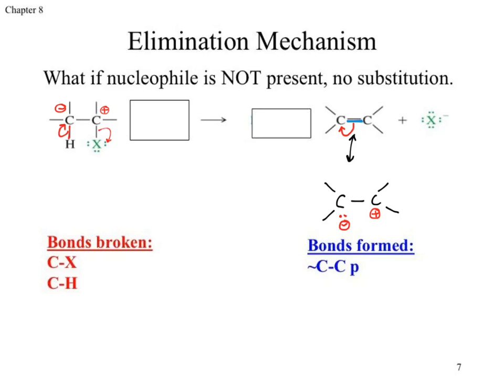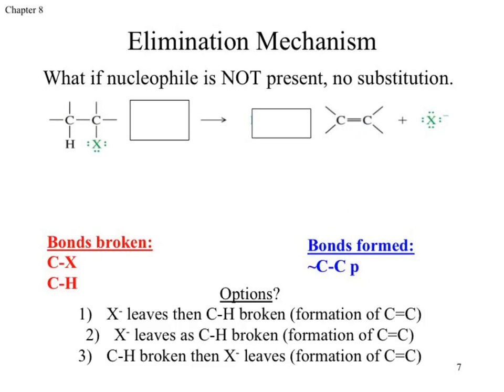Did I put those down? Yeah. So we've got all three of those possible options. Okay? And you'll notice that as a result of each of those actions, we end up forming the pi bond. Okay? And the third one isn't going to work very well because we would end up forming the pi bond before our leaving group left, and that doesn't work. Okay, so we're again back to these two mechanisms.